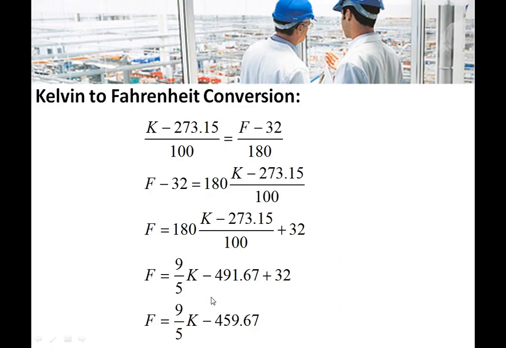And if you want to convert Kelvin to Fahrenheit, the same formula applies. So (K minus 273.15) by 100 equals (F minus 32) by 180. So you get the formula, and by using this formula, you can convert from Fahrenheit to Kelvin easily and quickly.